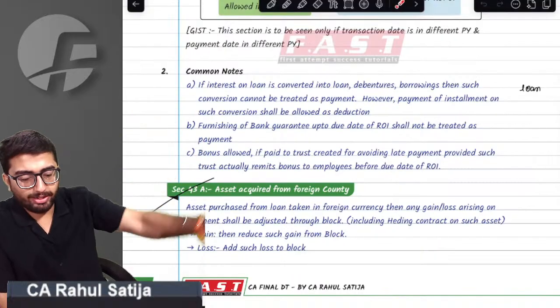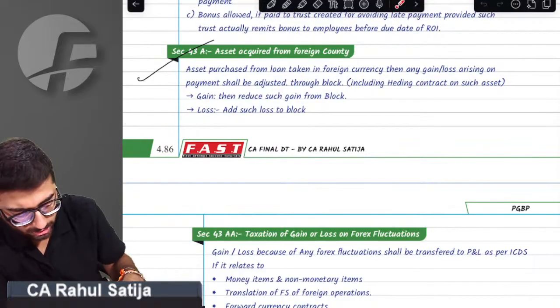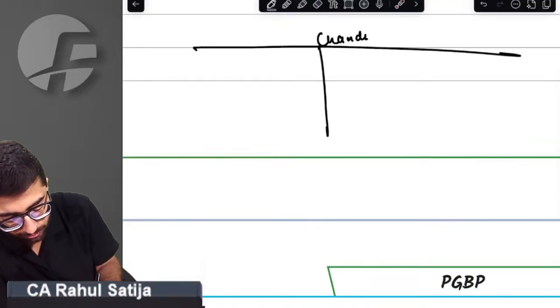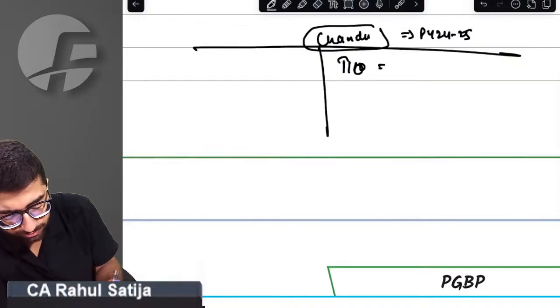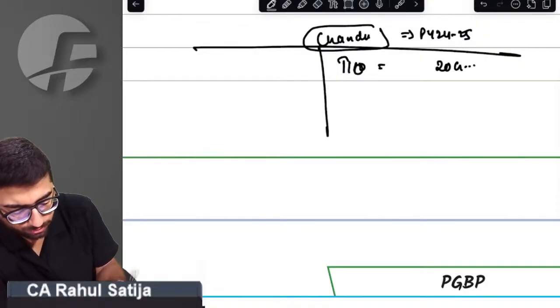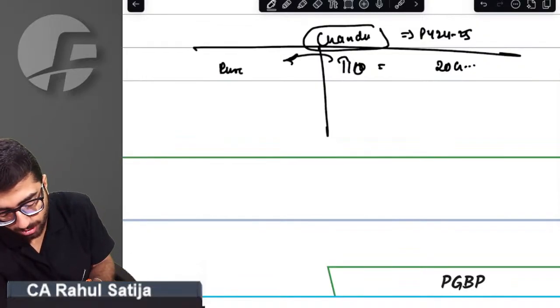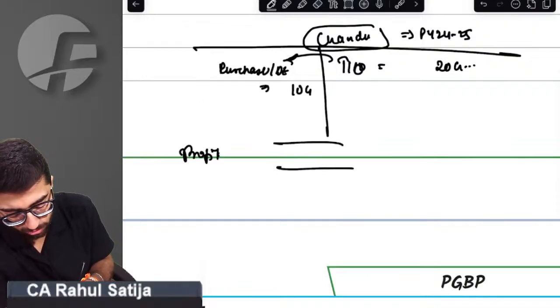Okay, sir. Last point of this topic. I want you all to pay good attention. It is a story of Chandu. It was previous year 24-25. Chandu's turnover for the year was 20 crore. Chandu's purchases and direct expenses were 10 crore. His profit under PGBP turns out to be 10 crore.